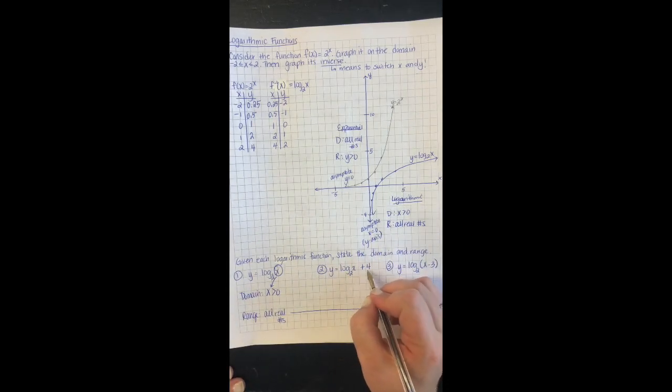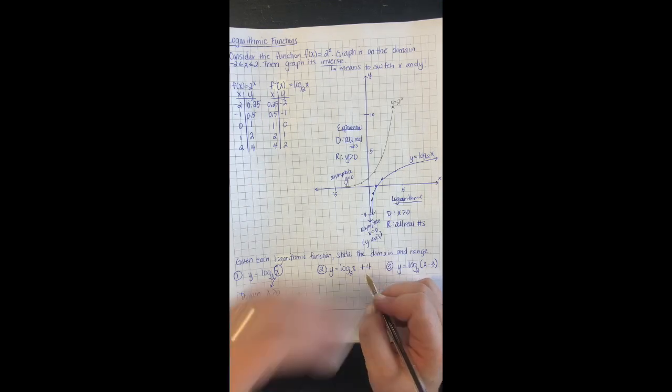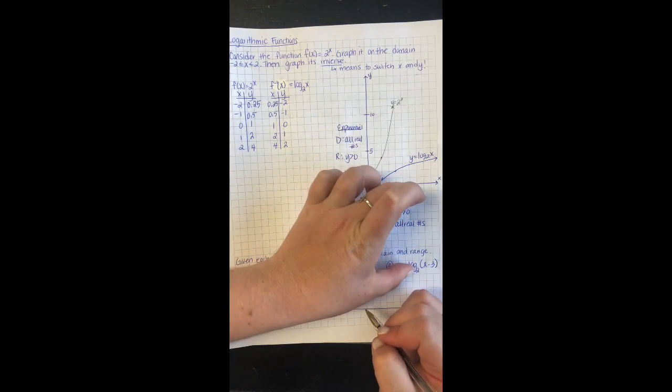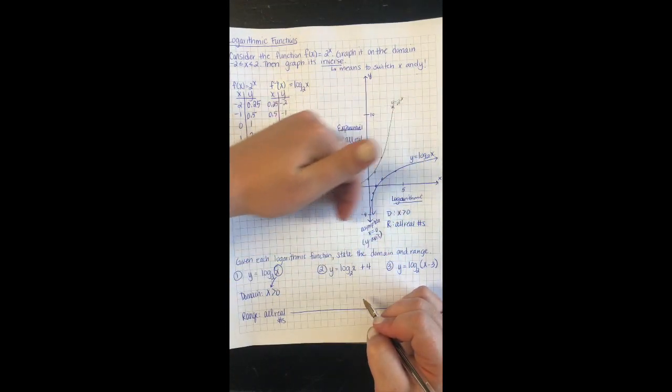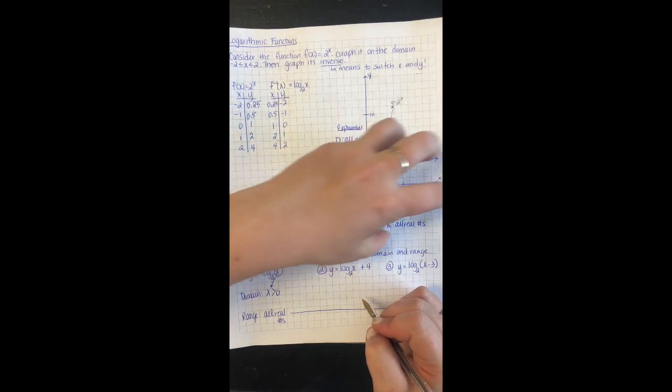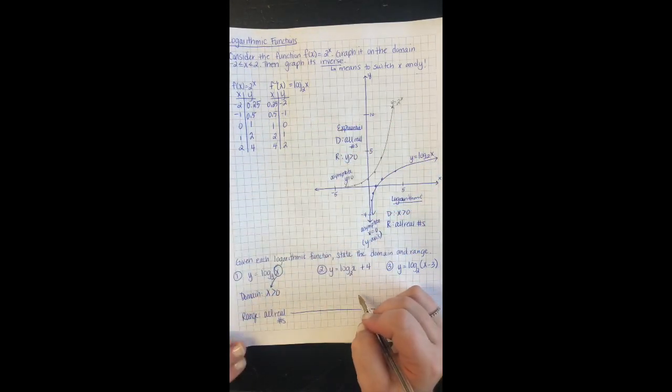So if you look at the next one, this says log base 2 of x plus 4, but that plus 4 is added on to the end. That's shifting up or down. If I shift this graph up or down, does that change the domain? No, I'm still not going to be able to plug in 0. I'm still not going to be able to plug in negatives. It's only left and right shifts that are going to change the domain.